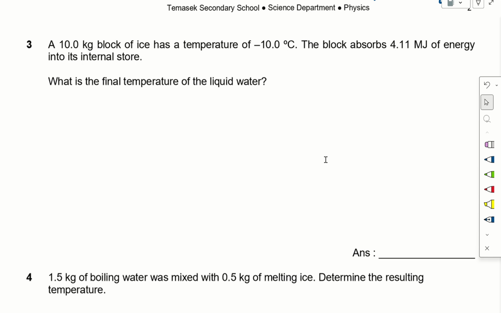Okay, in this video I'll be going through thermal properties of matter, tutorial question 3. A 10 kg block of ice, that means I have the mass of ice, right? It has a temperature of minus 10 degrees Celsius.